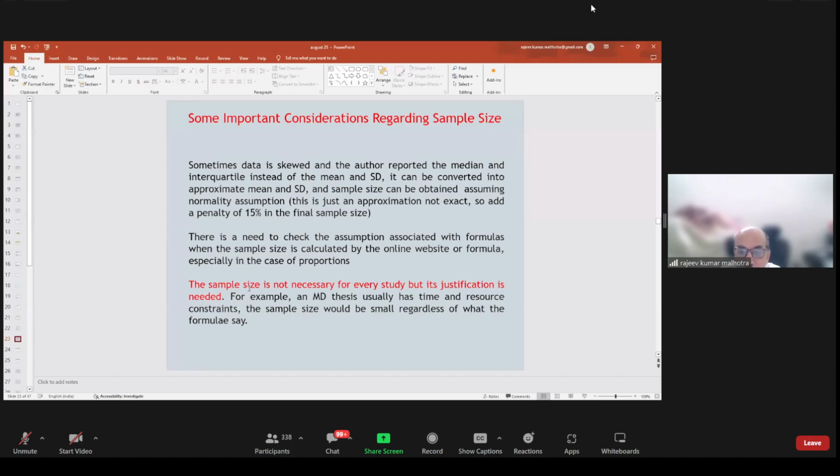Sample size calculation is not necessary for every study, but justification is needed. For example, an MD thesis usually has time and resource constraints, so the sample size would be small regardless of what the formula says. Our objective for the MD thesis is for the student to learn how to conduct a study and what its components are. So in that case, since the MD thesis is a learning process, you can relax the sample size based on time and resource constraints.